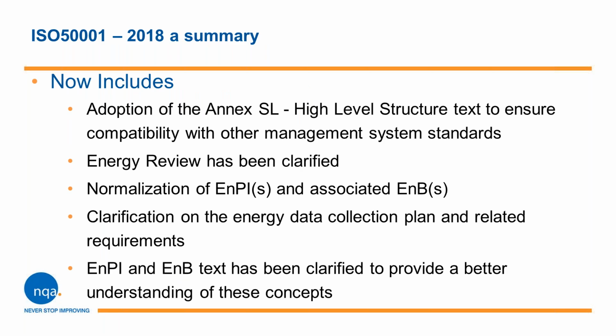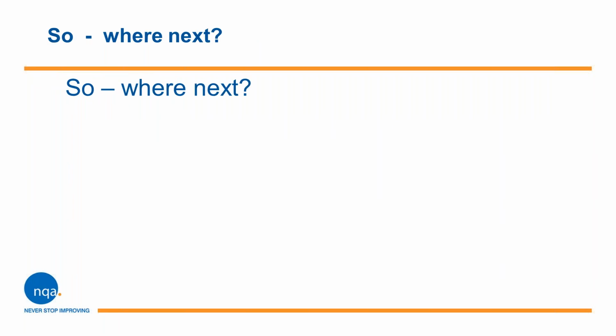So a very quick summary. 50001:2018 adopts the Annex SL high-level structure to ensure compatibility, almost, with other management system standards. The terminology for the energy review has been clarified. There is a little bit more guidance and information on the normalization of EnPIs and associated EnBs, that's energy baselines. There is a bit of clarification on the energy data collection plan and related requirements, and the terminology used in performance indicators and baselines has been clarified to provide a better understanding.